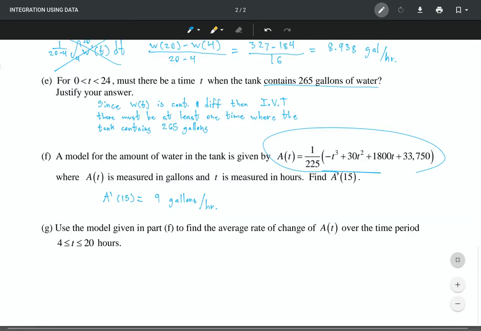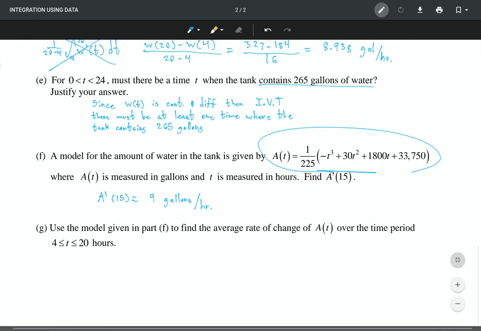All right, so I'm at the end of this. Now we're going to find the average rate of change of A of t over the given period of time. The easiest way to do this, and I'm going to show you two ways, is what I show you up there. Average rate of change, and A of t is already in gallons, so all I would have to do is write A of 20 minus A of 4 all over 20 minus 4.